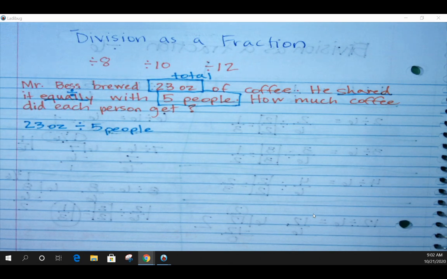We are taking 23 ounces of coffee and we're dividing it equally by 5 people. Think about you have 5 cups sitting out, and you're going to pour the same amount in each cup.